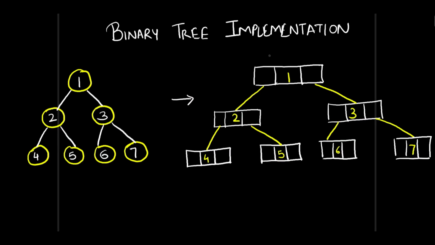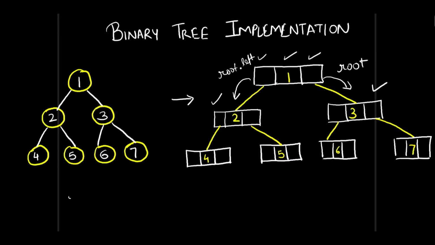In a tree node, there are three parts: the value, the left pointer and the right pointer. Just like in a linked list, a node has two parts, a value and the next pointer. The first node in the tree is called the root node. Here the root node has a value of 1, and the left pointer is pointing to this node and the right pointer is pointing to this node. So root.left is this node and root.right is this node.